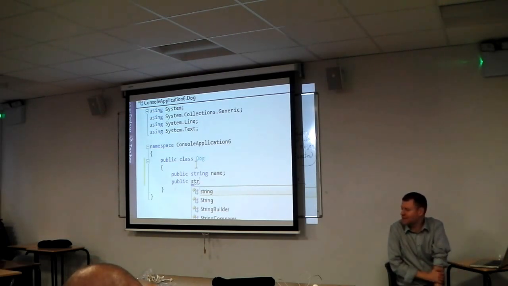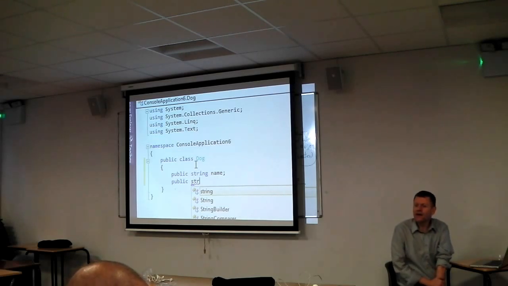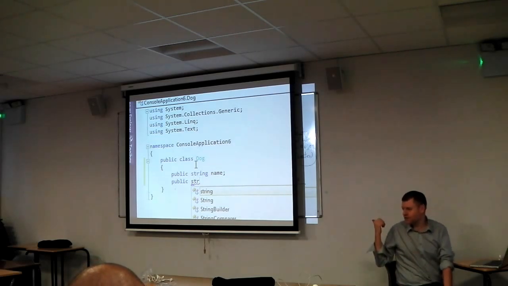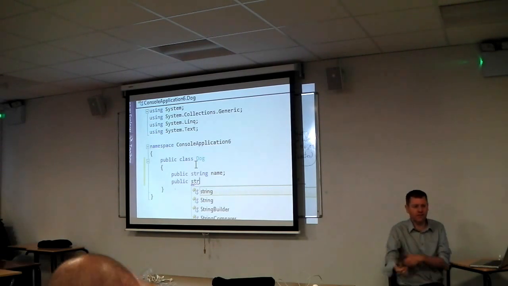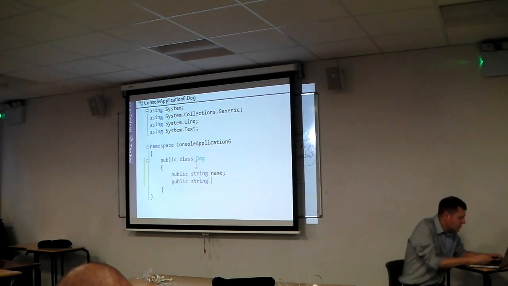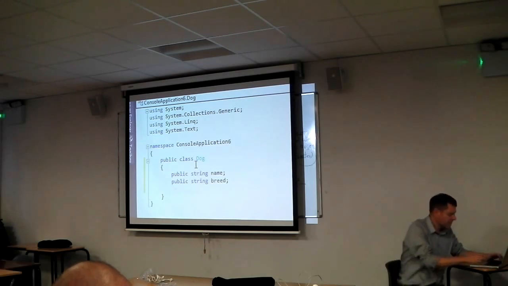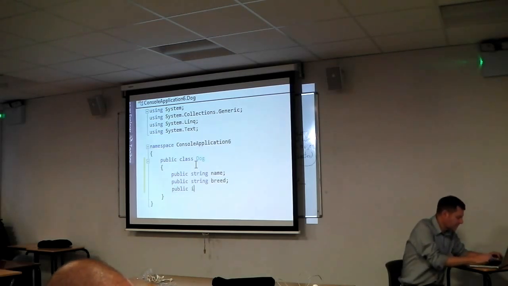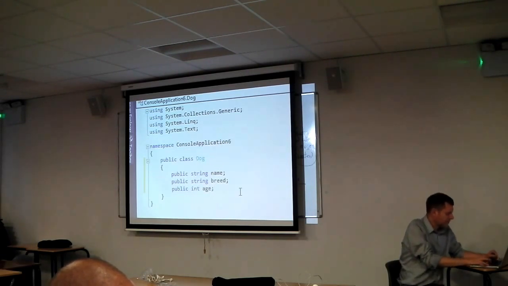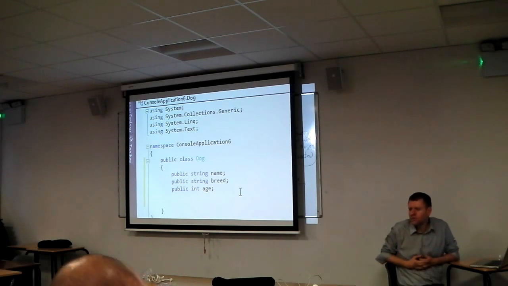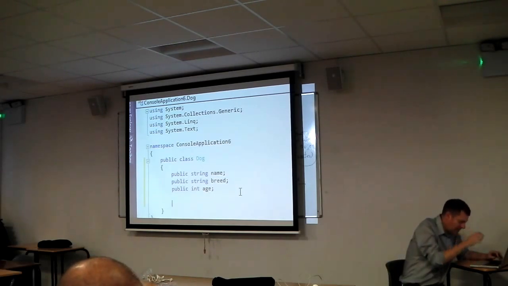What public means, and we'll get to this next week, what public means basically is that methods outside of this can get access to that data. That's what it means, right? So we've got public string name, public string breed. Just so we don't have all strings, let's put an int in there. Let's put the age. Public int age. All right. What do dogs do? Dogs bark, right? So let's put a method on it called Bark. Public void Bark.